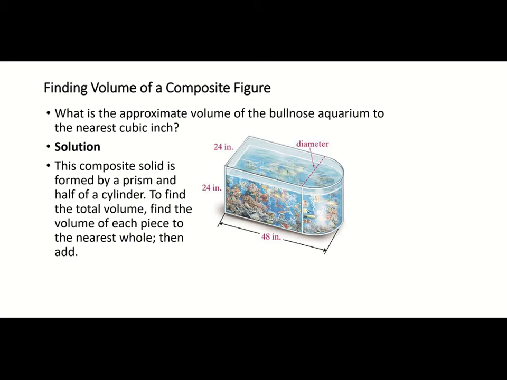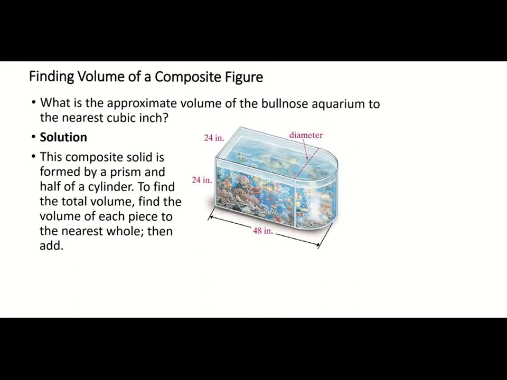All right, so here we have an aquarium, and they want us to find the volume of this composite figure. So it's not a rectangular aquarium. It appears to be rectangular, but then it has this cylinder up here on the front, or half of a cylinder. So to find the volume of the aquarium, what I'm going to do is find the volume of the half cylinder, and then also my rectangular solid, which is a prism.